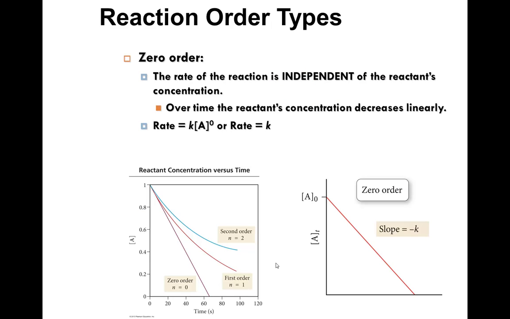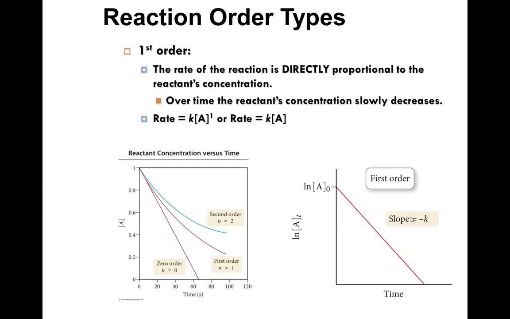In zero order, the rate of the reaction is independent of the reactant's concentration. So if we look at this graph here, this is the zero order. As the concentration decreases, the rate does not change at all. Over time, the reactant's concentration decreases linearly. So that gives us the rate is equal to k times [A] to the 0 power. Anything to the 0 power automatically becomes 1, so the rate is equal to just k. We can draw this as a graph by plotting [A] versus time, and the slope of that graph will give us the rate constant.